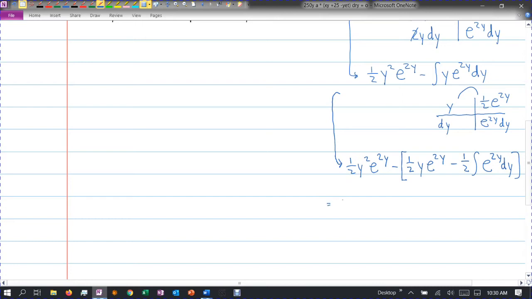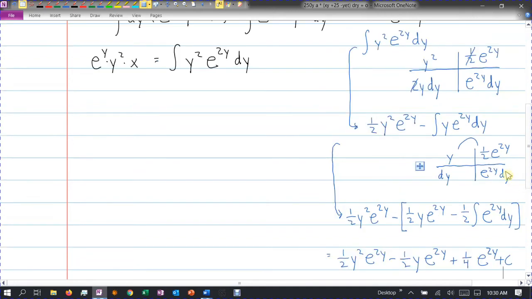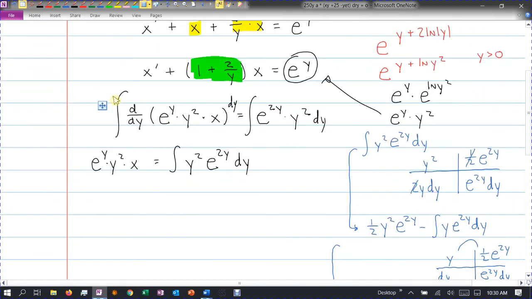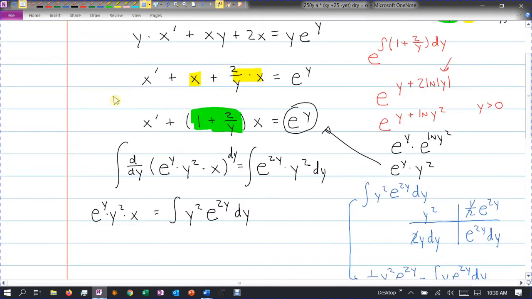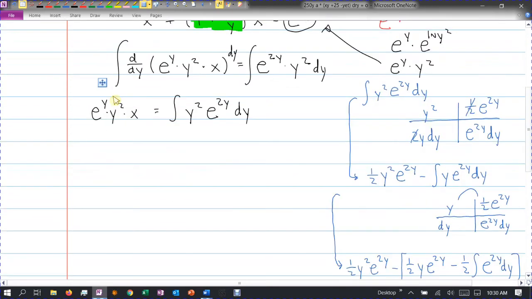So this will become 1/2 y squared e to the 2y minus 1/2 y e to the 2y, and then plus half, actually I'm going to get another half, so 1/4 e to the 2y plus some constant. Alright, so that is my right side. So coming back up here, I think I wrote something down wrong. No, I didn't. Let me just double check something before I get too far ahead of myself here.